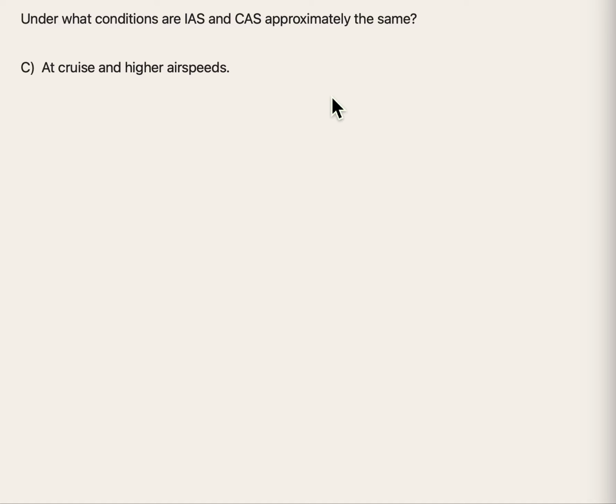This error is generally greatest at low airspeeds. In the cruising and higher airspeed ranges, indicated airspeed and calibrated airspeed are approximately the same. Refer to the airspeed calibration chart to correct for possible airspeed errors.